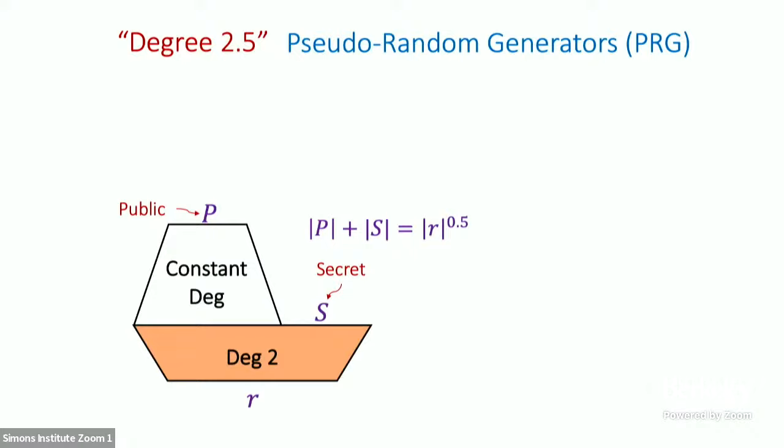So with this kind of structure, what do I mean? What do I really mean by the public seed being public? I mean that the output R should still be hard to distinguish from truly random, even when the adversaries are given the public seed. That's what it means that it is public.